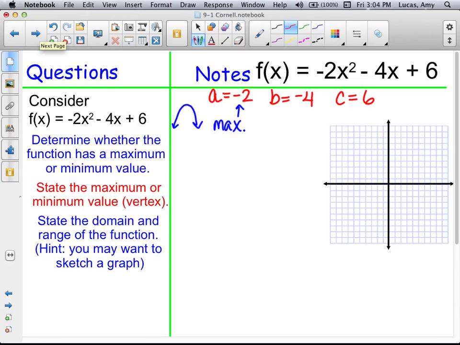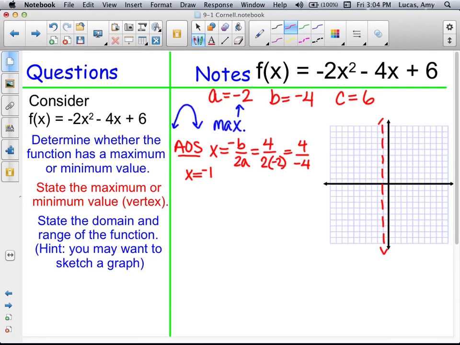In order to do that, we need to find the axis of symmetry first, just like we did in the first part of this lesson. So x equals the opposite of b over 2a. The opposite of negative 4 is 4, and 2 times negative 2 is negative 4. So my axis of symmetry is x equals negative 1. On my graph, x equals negative 1 is right here. It's a vertical line through negative 1 on the x-axis.